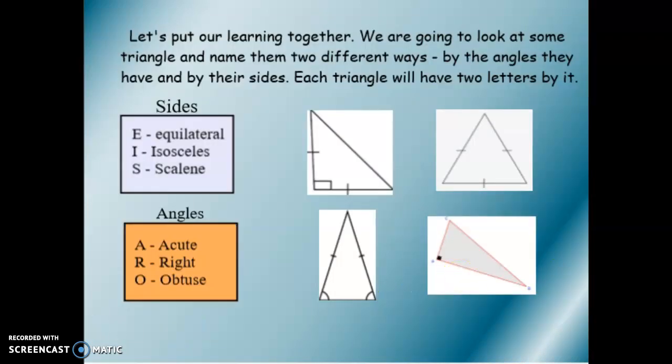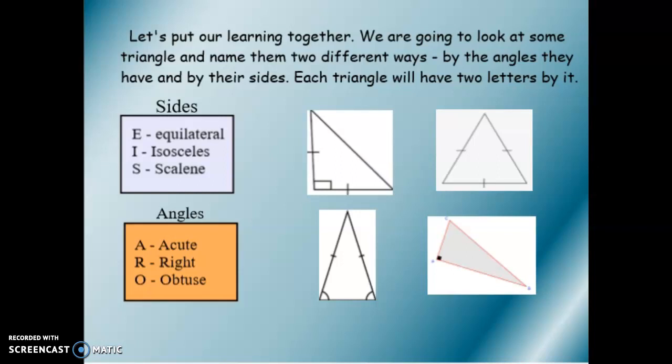All right, now here we go. In our last lesson, we looked at the angles of a triangle. Today's lesson, we're looking at sides of a triangle. Now we can put the two different ways of identifying triangles together by giving them two separate names. I can name the triangle by its sides, and I can also name the triangle by its angles. So in each of these triangles, there's going to be two letters beside it, because we're looking for the length of its sides and the type of the angle.